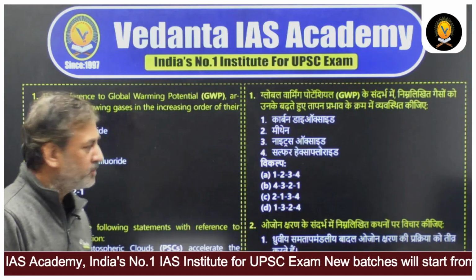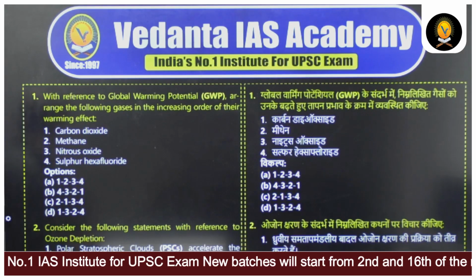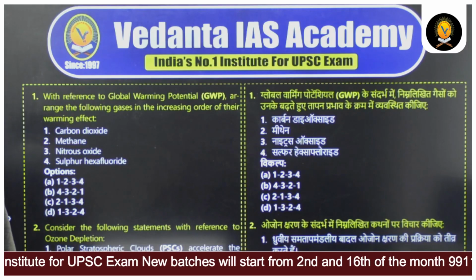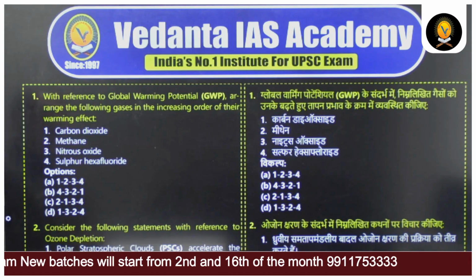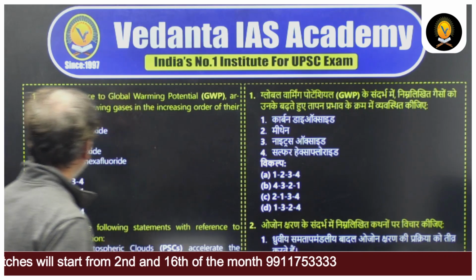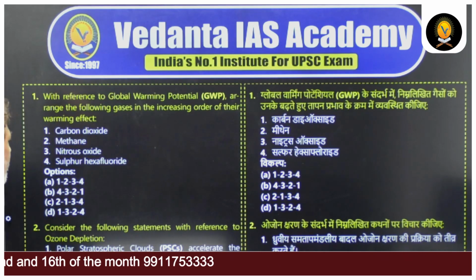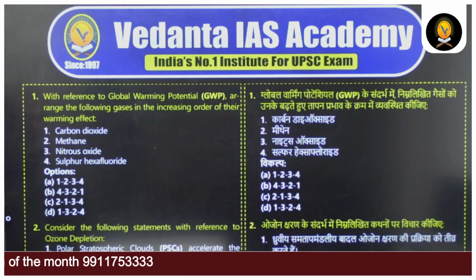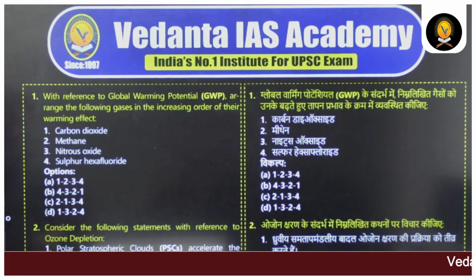Without wasting time, I am starting with the first question. With reference to global warming potential, arrange the following gases in the increasing order of their warming effect. Okay, this is the first question. First is carbon dioxide, second is methane, nitrous oxide and sulfur hexafluoride.